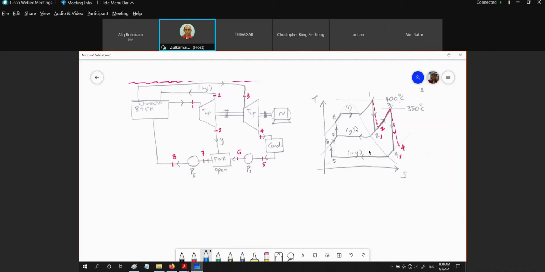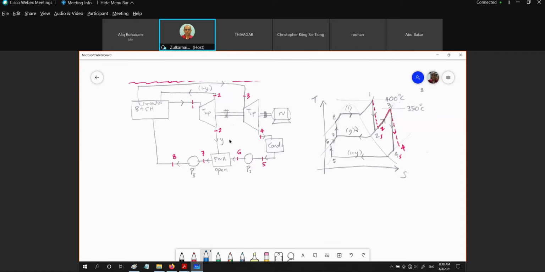This is 4000 kPa. And then we have P2 is 600 kPa, and the P condenser is 40. So we have three pressures: high pressure, low pressure, and intermediate pressure. And this intermediate pressure is the pressure of the feed water heater.